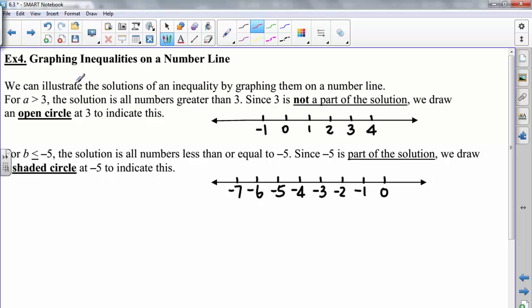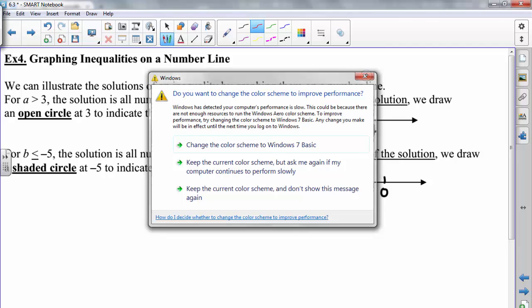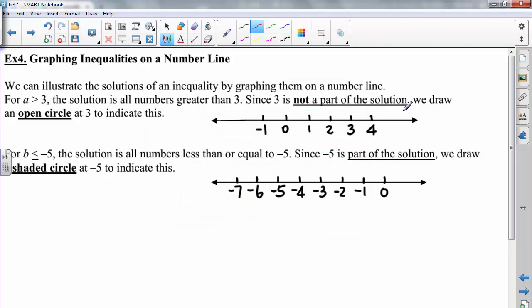Let's look at example 4. Let's look at how we can graph inequalities on a number line. We can illustrate the solutions of an inequality by graphing them on a number line. For example, A is greater than 3. The solution is all numbers greater than 3. But 3 is not a part of the solution.